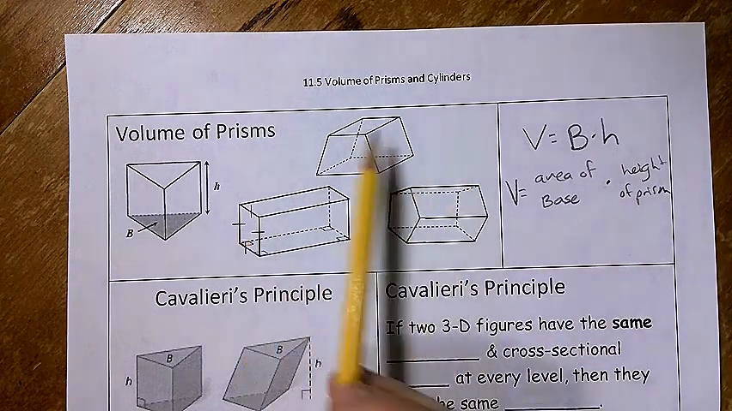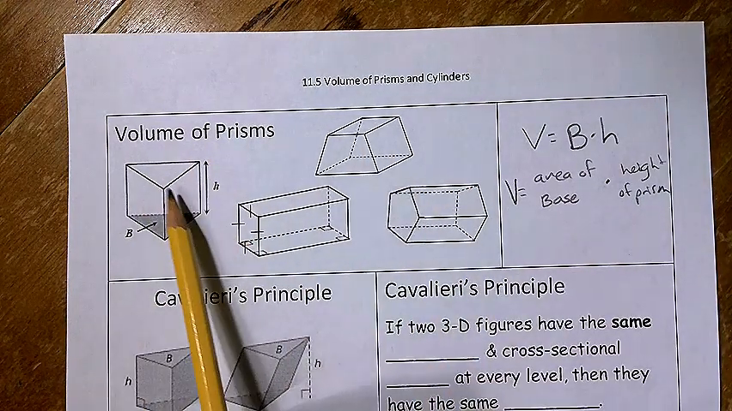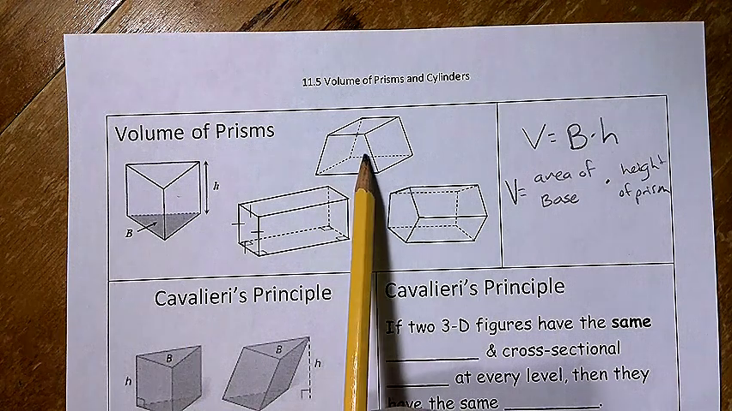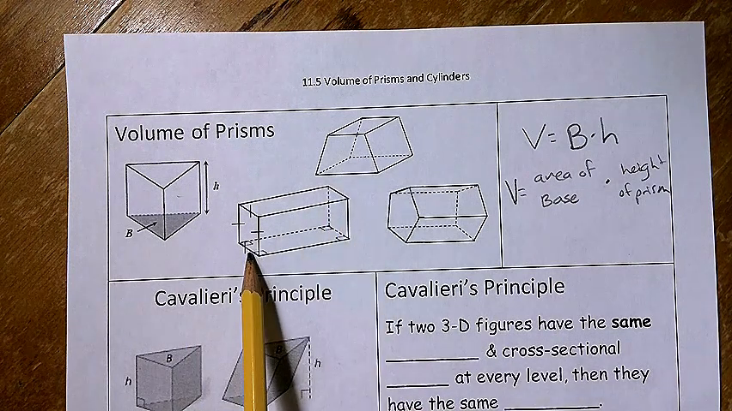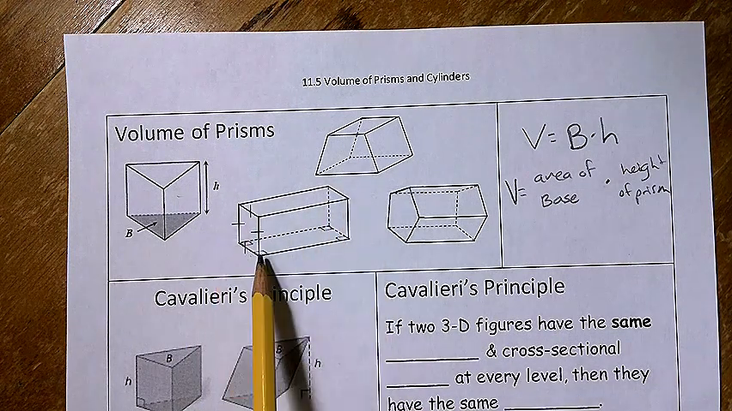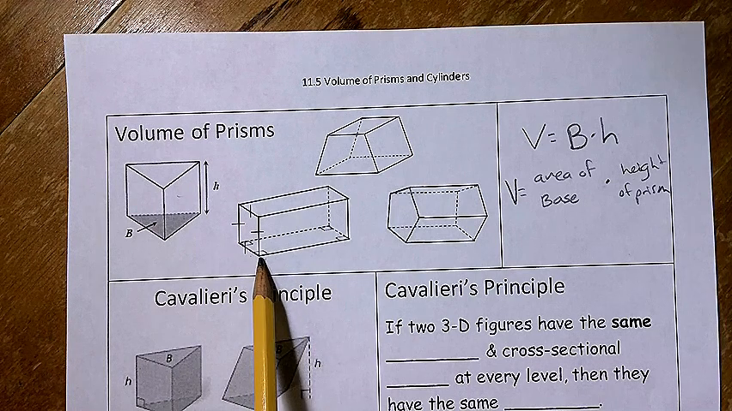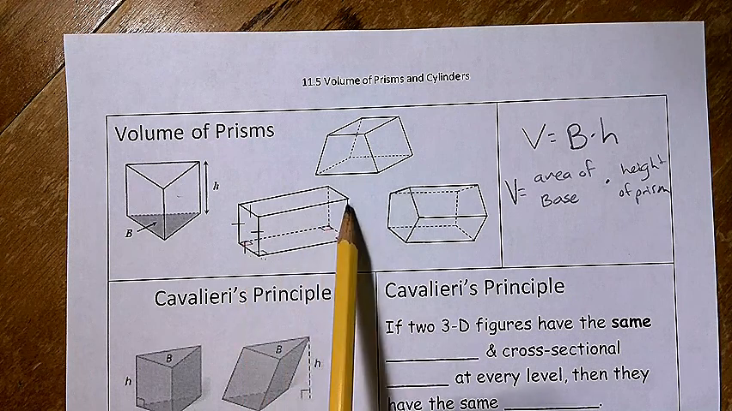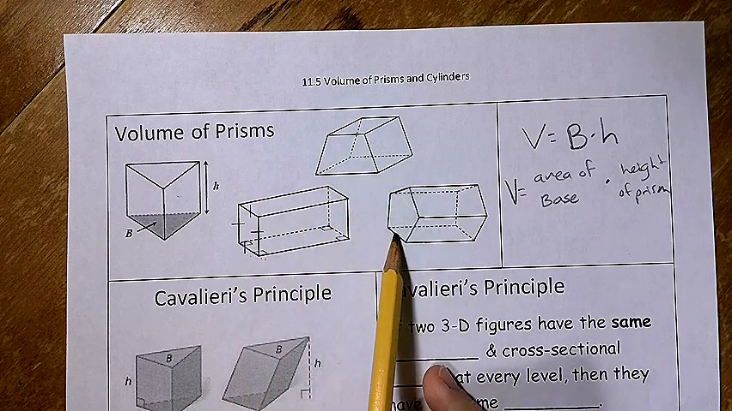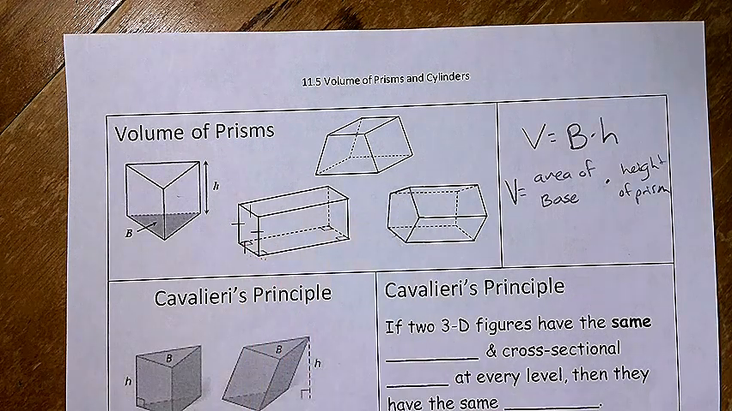So we've got some pictures here of some different types of prisms. We've got a triangular prism, we've got a trapezoidal prism. This one's a square prism, not a cube, but a square prism. We can see that this face is a square, and then this face right here is a rectangle. This one is a pentagonal prism. So we have lots and lots of different types of prisms.